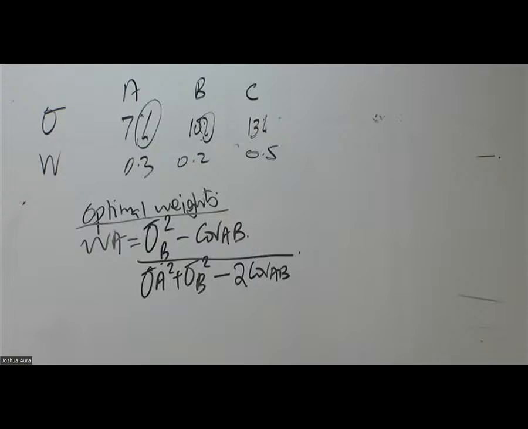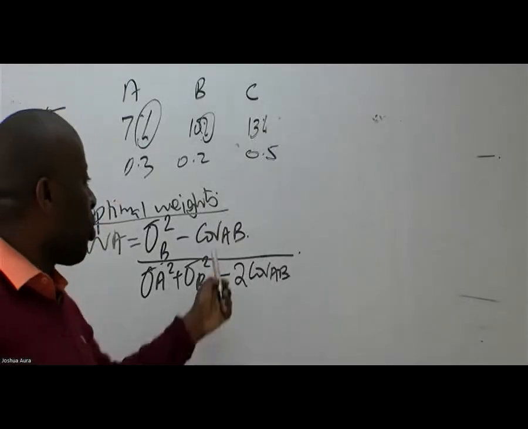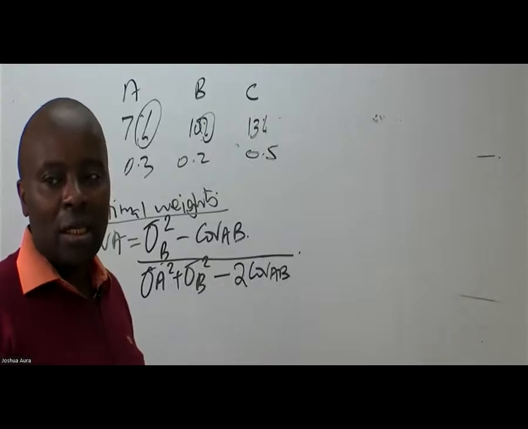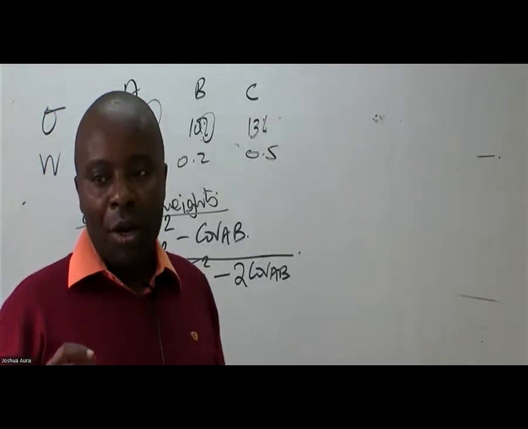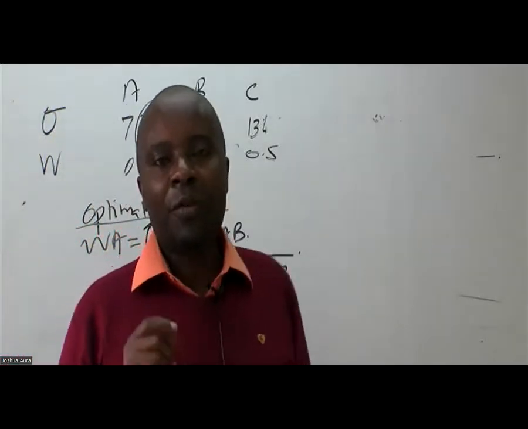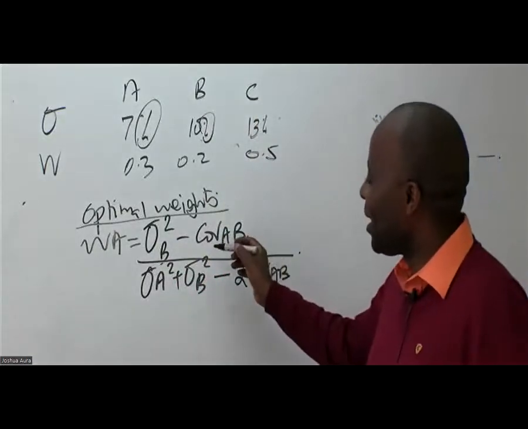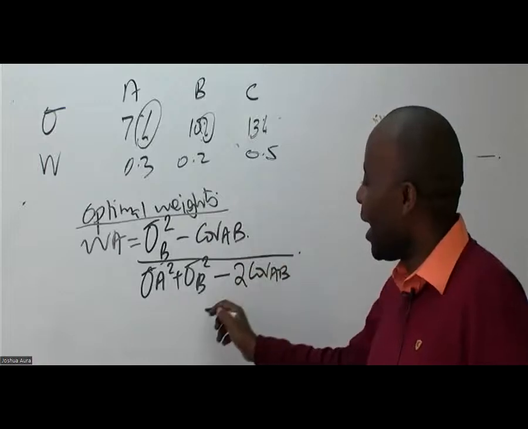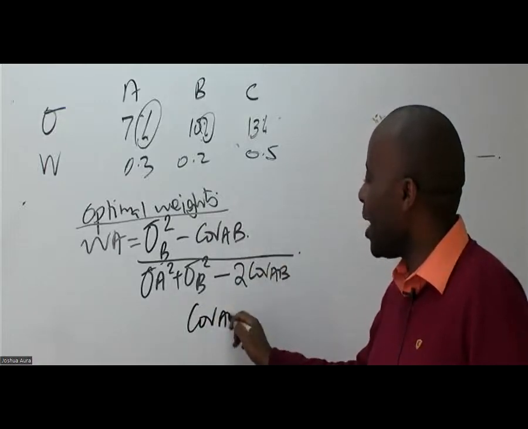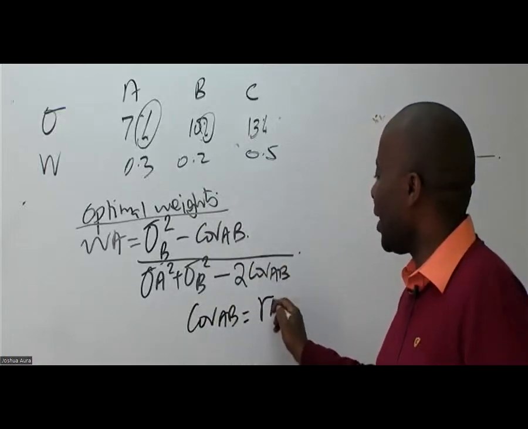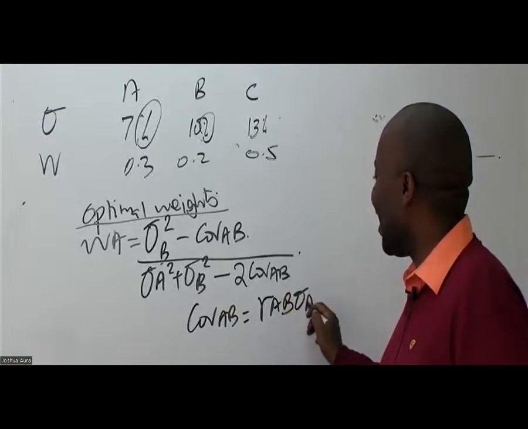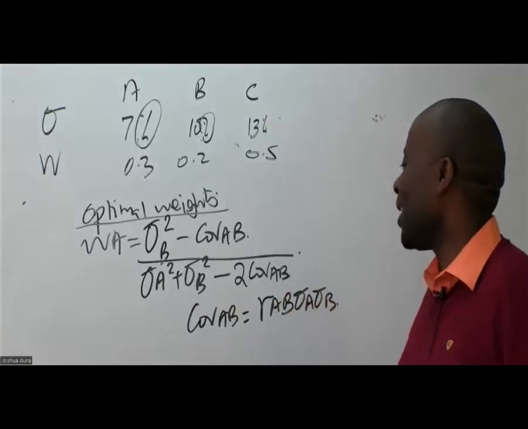Now, two things. This examiner has not given me covariance. What he has done is to give me correlation. So when he gives me correlation, I'm a bright chap. I know that to get the covariance between the two, I will take the correlation and multiply by the standard deviations like that.